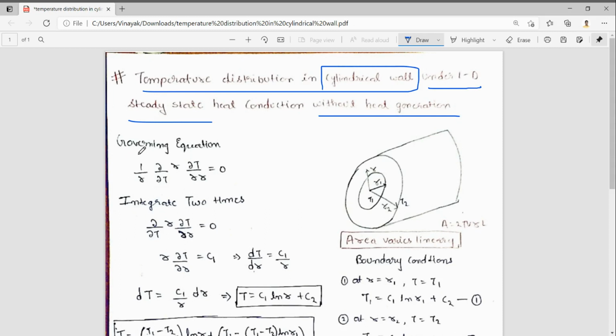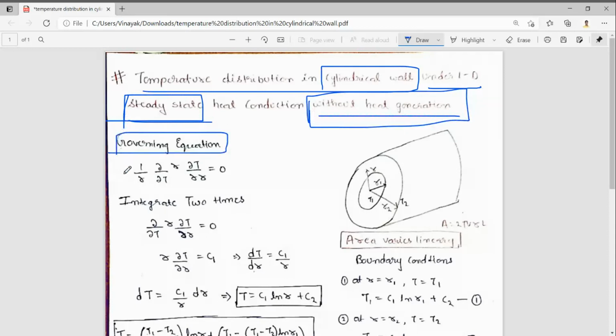We know that the governing equation for a cylindrical wall in 1D is (1/r) ∂/∂r (r ∂T/∂r) + qg/k = (1/α) ∂T/∂τ. For steady state, ∂T/∂τ will be 0, and without heat generation qg will be 0. So the governing equation will become (1/r) ∂/∂r (r ∂T/∂r) = 0. Integrating two times, we will get the temperature profile.